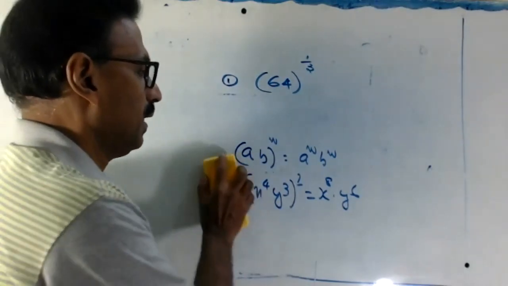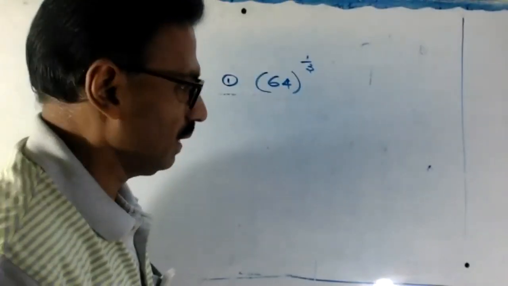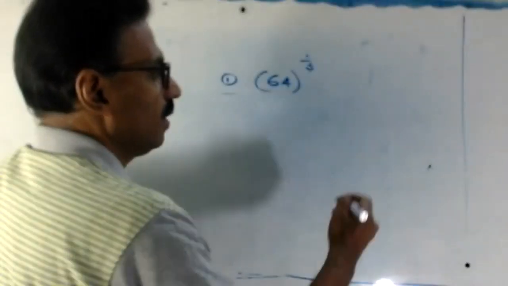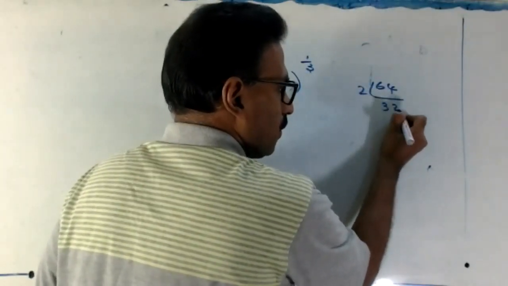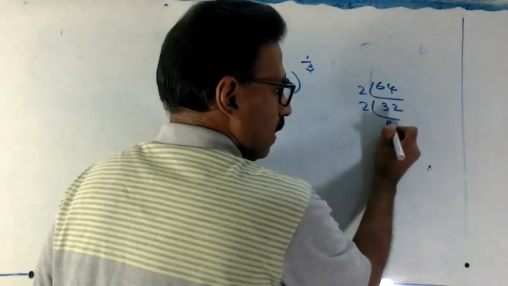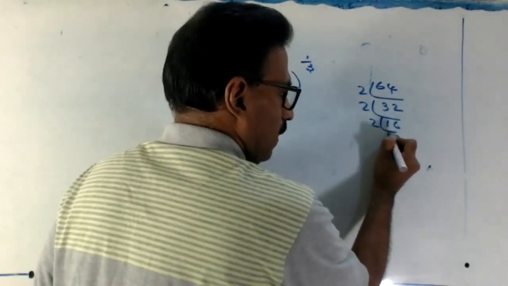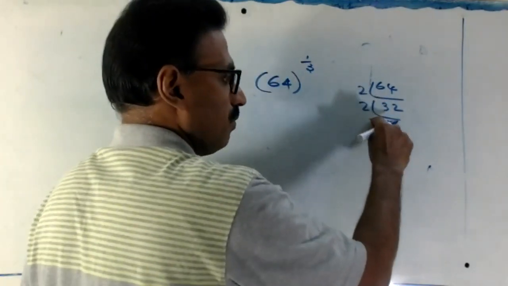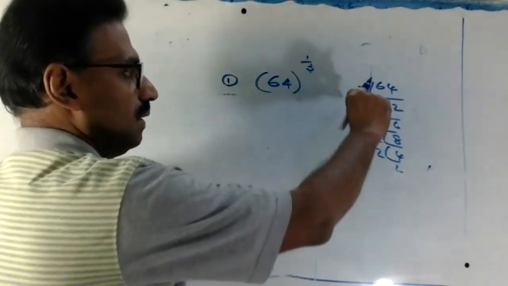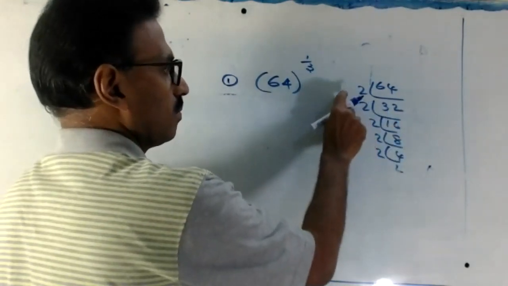Okay, now look at our question. If you cannot find directly, we can find out what 64 is. 64, 2, 32, 2, 16, 2, 8, 2, 4, 2, 2. How many? 1, 2, 3, 4, 5, 6. Correct or no?